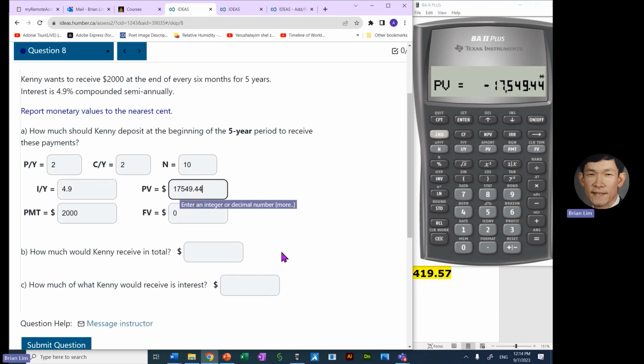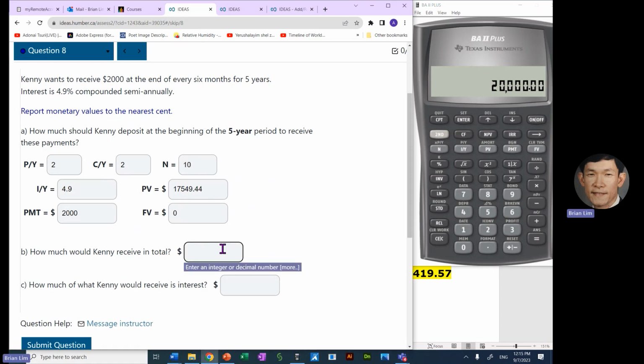So how much will Kenny receive in total? Well, Kenny is receiving $2,000 10 times. So we can recall the payment and multiply by recalling N, which is 10, and we get $20,000. Kenny will receive $20,000, right? Yes, 20,000.